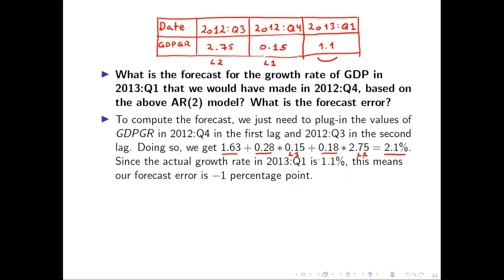And the actual growth rate in Q1 is 1.1%, so the forecast error is the actual minus the forecast, which is 1.1% minus 2.1% equals negative 1.0%, a negative forecast error.